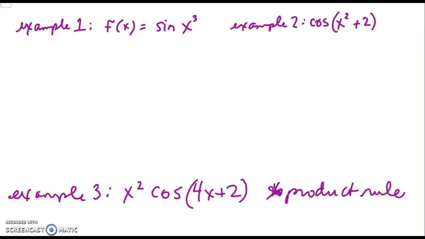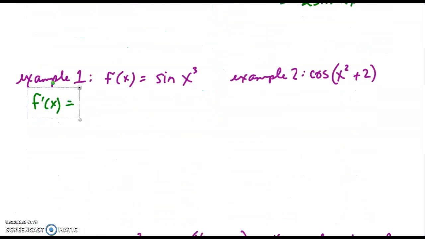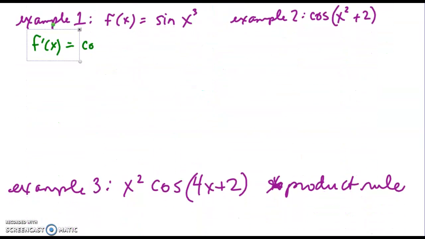Okay, so looking at example 1, the function is f of x, and it equals sine of x cubed. And so if we take the derivative there, we've got the derivative of f of x is going to be, now look back up here, we're looking at that sine rule, it's going to equal the cosine of u multiplied by the derivative of u, which would be 3x squared. We usually write the variable to its power before a cosine. Good.